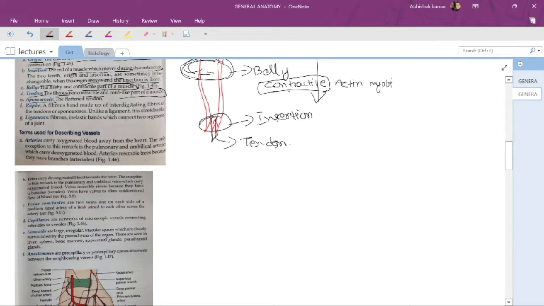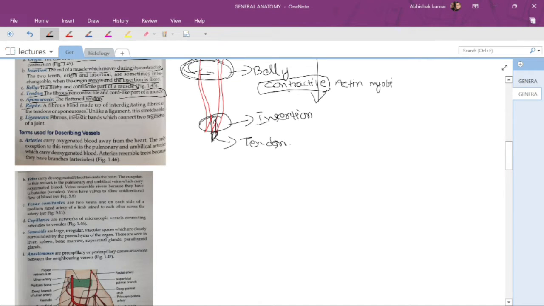Now aponeurosis, the flattened tendon. When the tendon flattens, for any reason, it is known as aponeurosis. Raphe, a fibrous band made up of interdigitating fibers of tendon or aponeurosis. Unlike a ligament, it is stretchable.